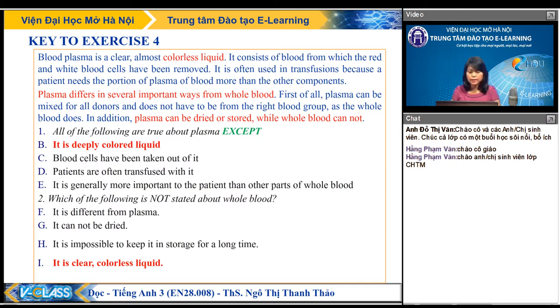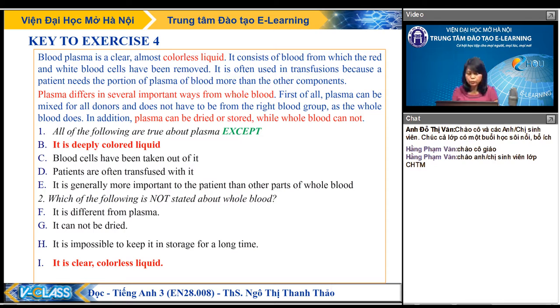Exercise 4. Now, I'd like you to look at exercise 4. Just only 2 questions for that. Skim to find what it is about. Okay, are you ready? Now please look at the text here. For question number 1, all of the following are true about plasma except what? It is deeply colored liquid. Blood cells have been taken out of it. Our patients are often transfused with it. Or it is generally more important to the patient than other parts of the whole blood.